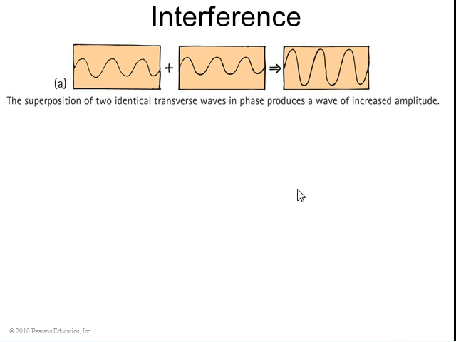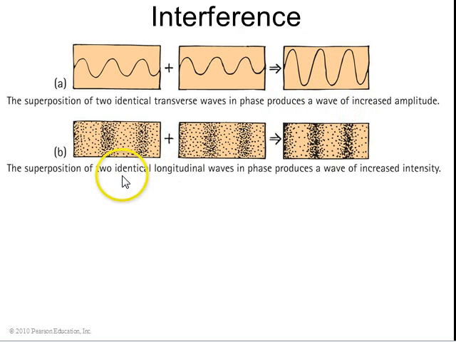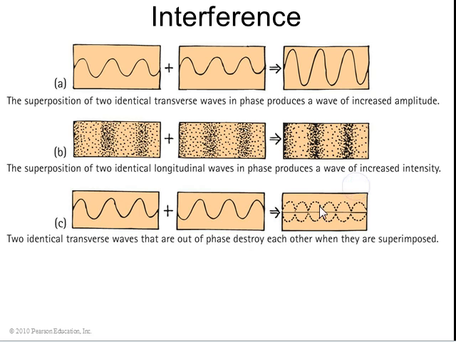So interference. We learned about this a little bit in the previous chapter, but if you have 2 waves that are in phase, they produce a wave that has an increased amplitude. This is true for longitudinal waves as well. If these 2 waves are in phase, so the compressions match the compressions, rarefactions match the rarefactions, then you get a wave with increased intensity.